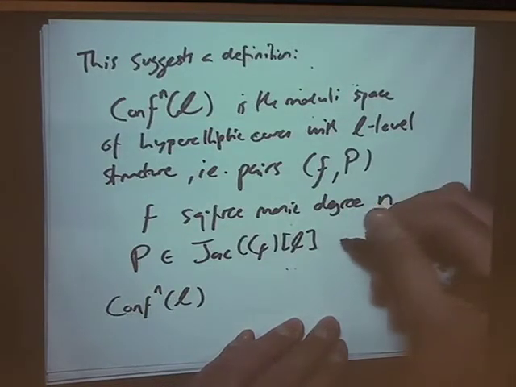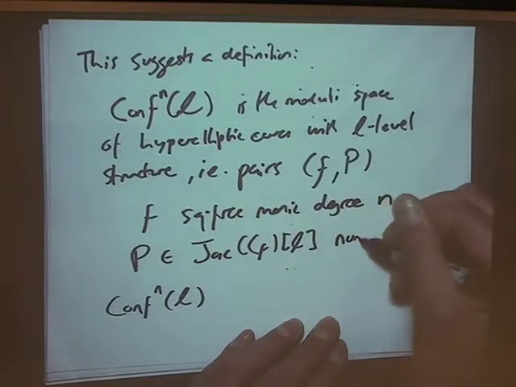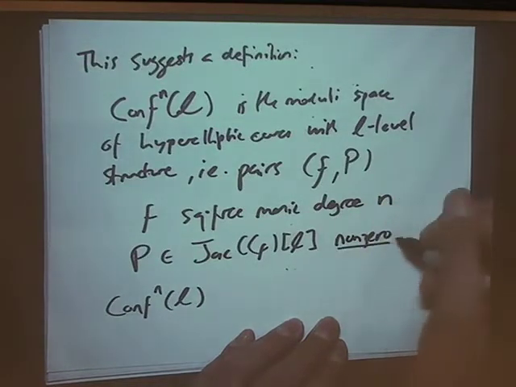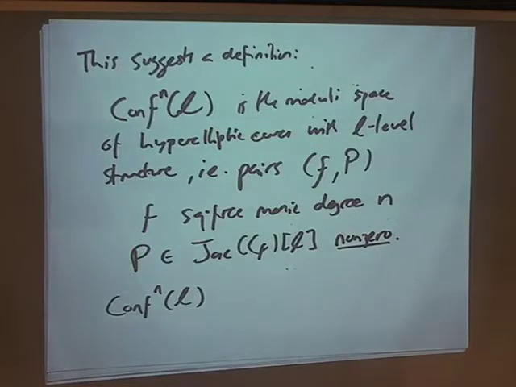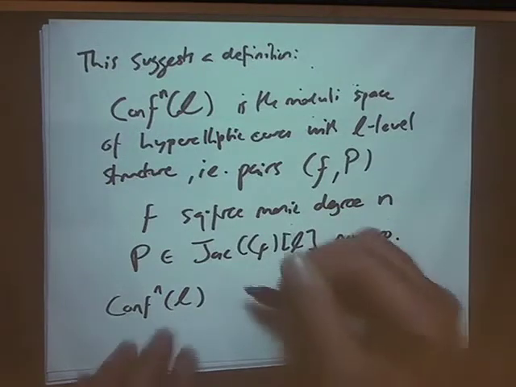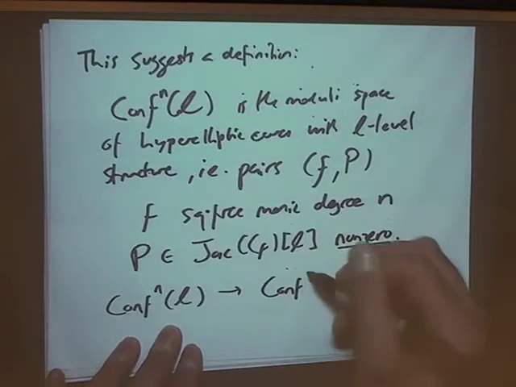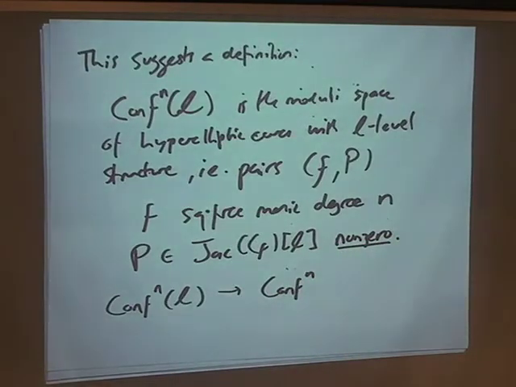Let me say the way I've set this up: non-zero. So you have a choice. It's just like when you say the X_1(n) moduli space, you don't say the moduli space of elliptic curves with an n-torsion point. Usually you say with a non-zero n-torsion point, right? So that's what I'm doing. I'm going to do that here too. And hopefully I've got this convention the same throughout all my notes. So Conf_n(L) maps to the Conf_n that we've been discussing through these whole talks. Namely, you just remember f and forget P.